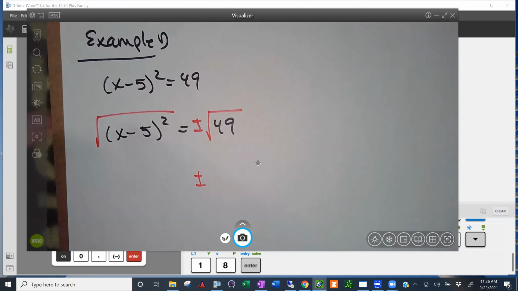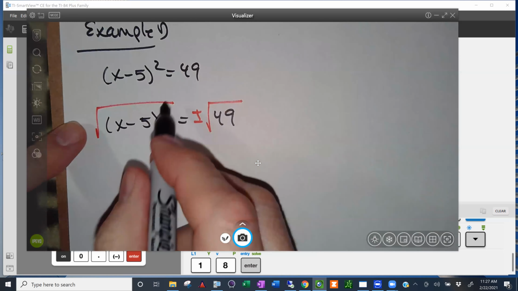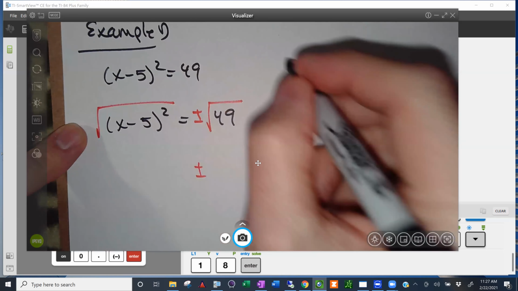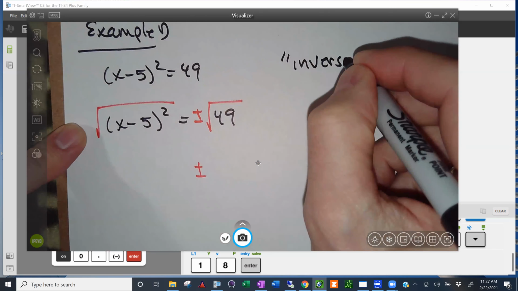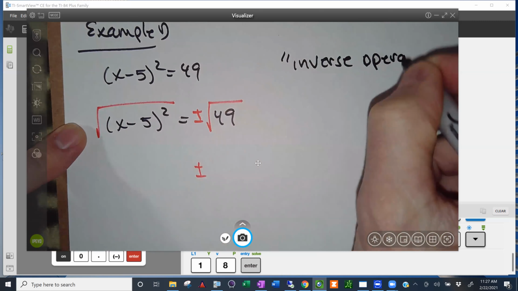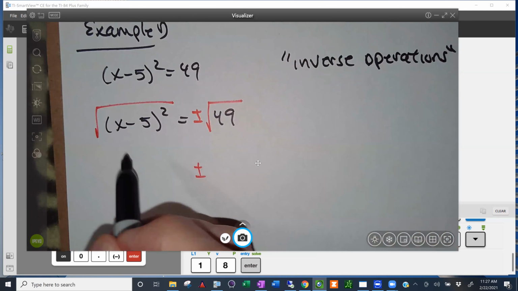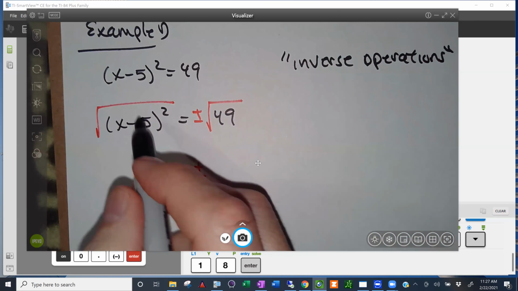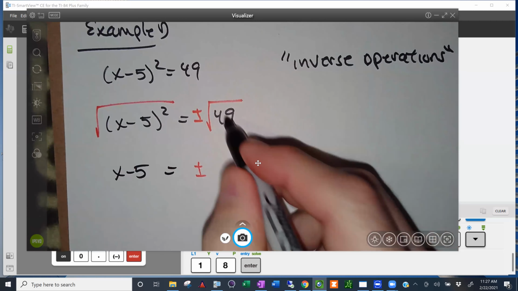So let's fill things in. The square root of something squared, those two operations cancel each other. In fact, let me lay the groundwork for something else later on. Those are inverse operations. What one does, the other one undoes. So they cancel each other out. I'm just left with x minus 5 equals plus or minus 7.